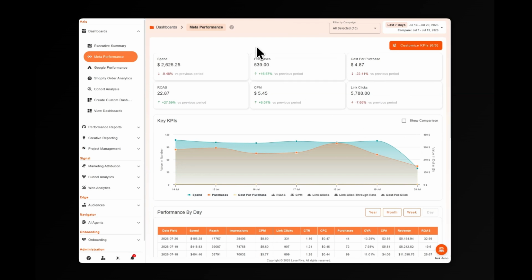The Meta Performance Dashboard shows your Meta advertising performance at the account, campaign, and time level. Use it to check spend efficiency, catch creative fatigue, and decide where to scale or cut budget. Go to Dashboards and select Meta Performance.